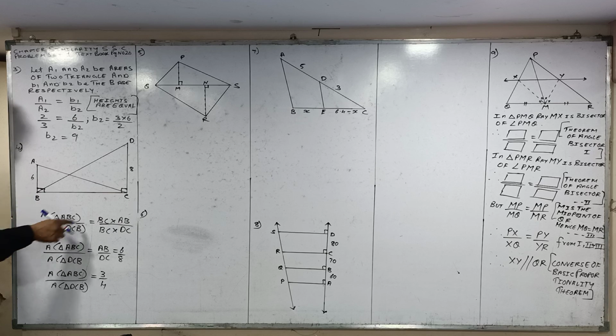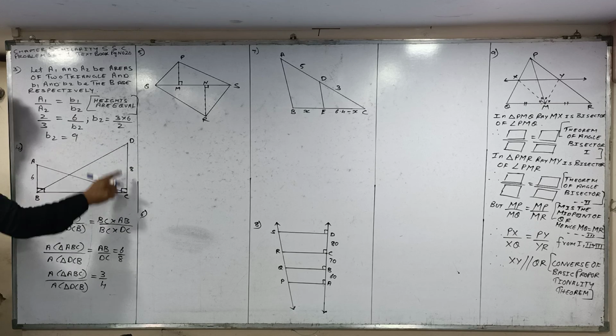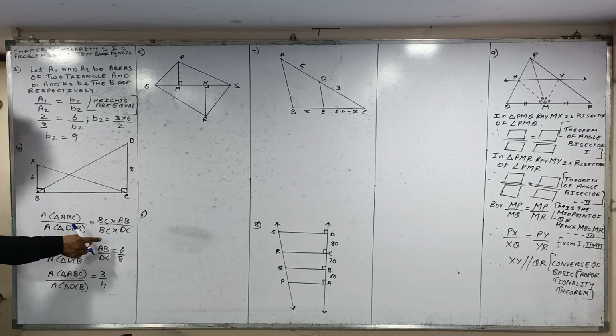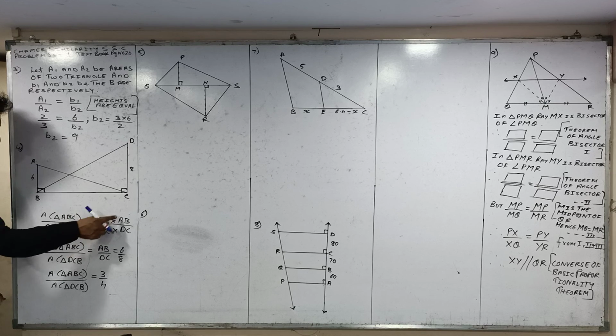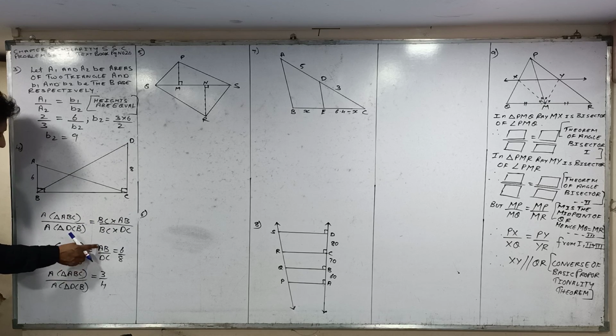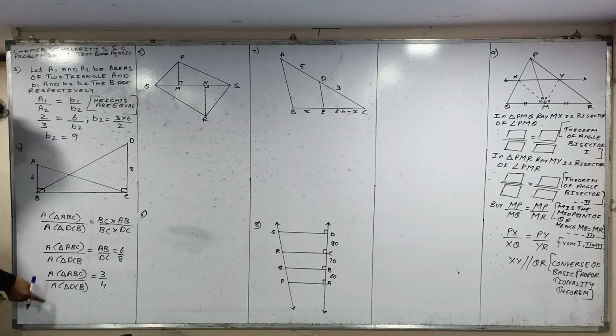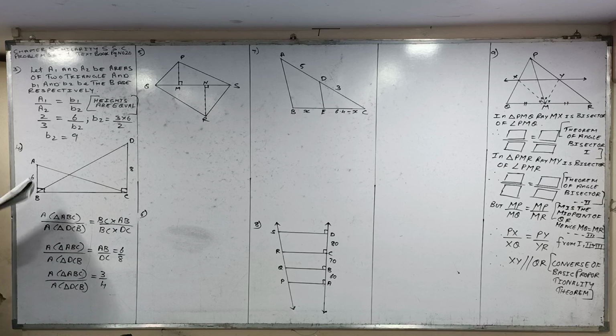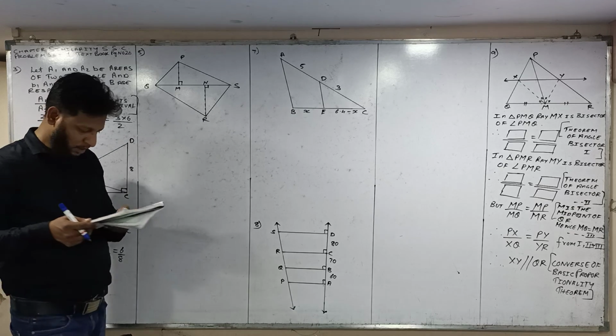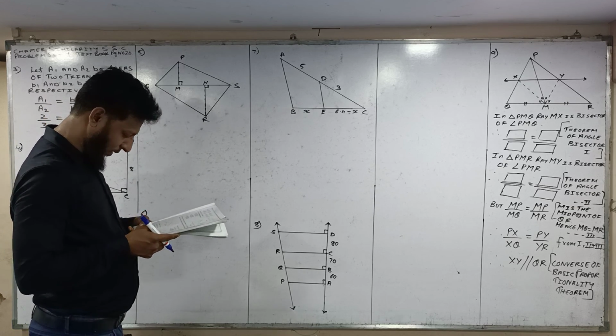Base is BC, AB is height; DCB, base is BC and height is DC. Then BC, the same value, cuts, and AB and DC will be left. Put the value 6 upon 8, then cancel it, 3 upon 4. The proportion of the area is 3 upon 4. Come to question number 5.